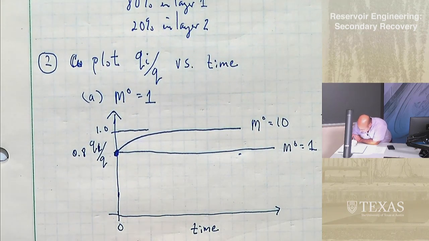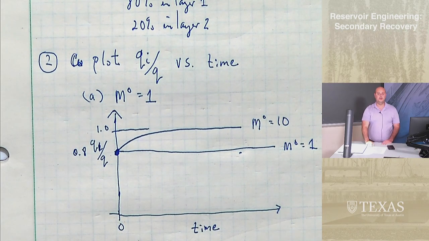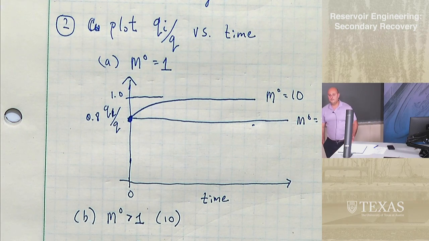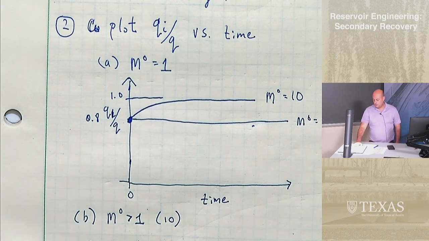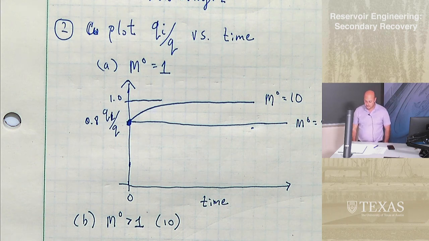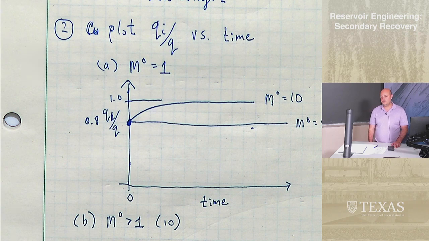Let's look at the last case where M is less than 1. Maybe it's 0.1, it doesn't matter. This would be a case where you're injecting maybe a high viscosity polymer. This is an enhanced oil recovery approach. You're injecting a high viscosity fluid to displace the moderate viscosity oil. What effect does that have on things?